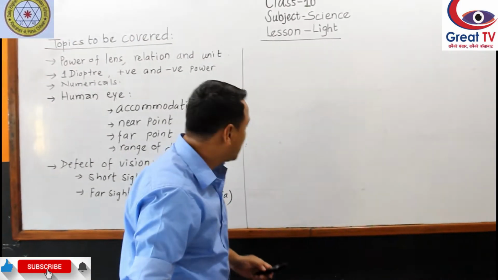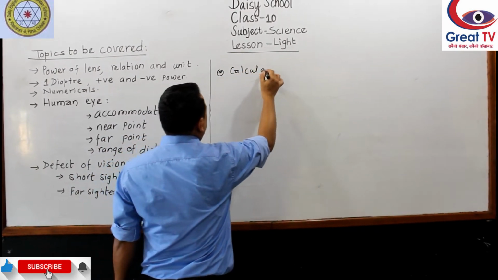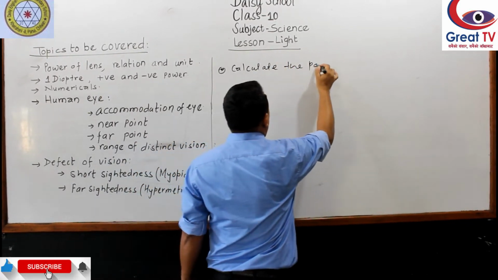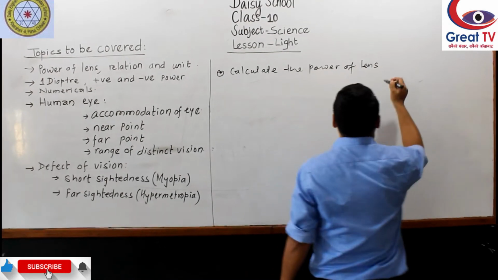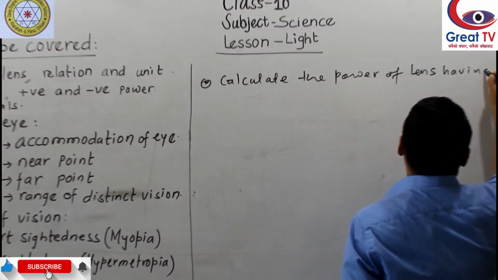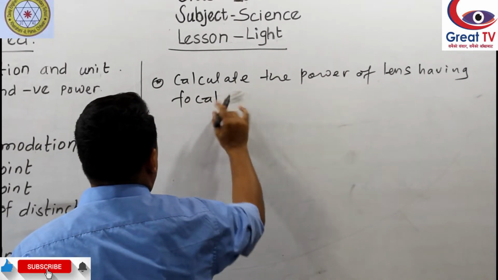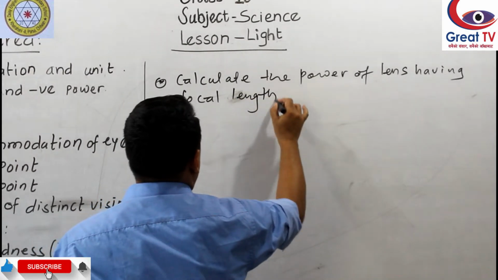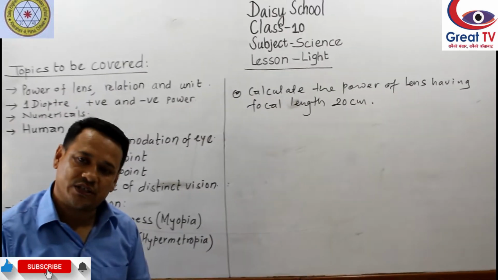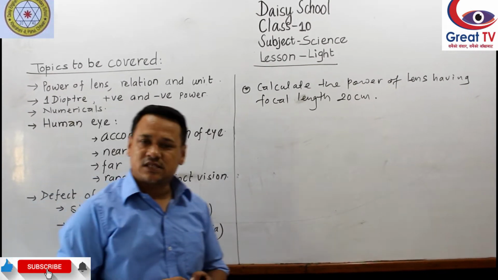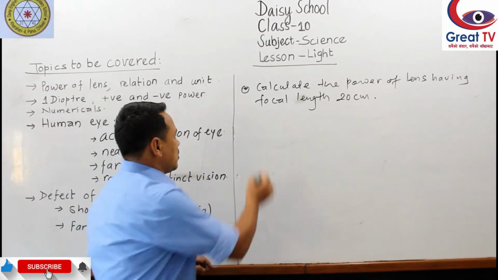First numerical, let's say: calculate the power of a lens having focal length 20 centimeter. Okay, this is the question. So here is the solution.